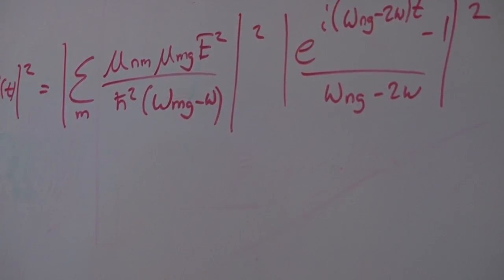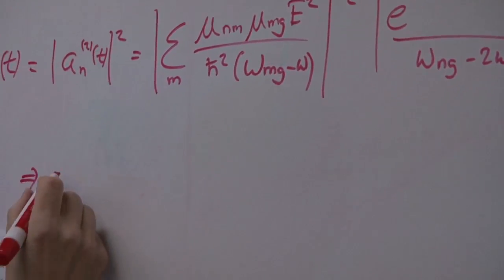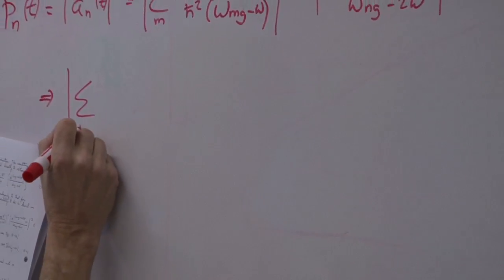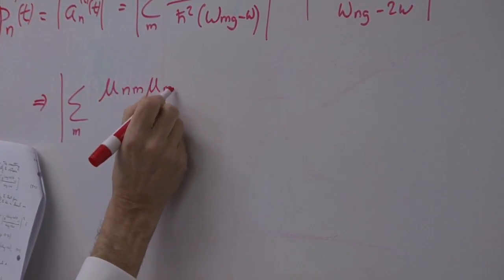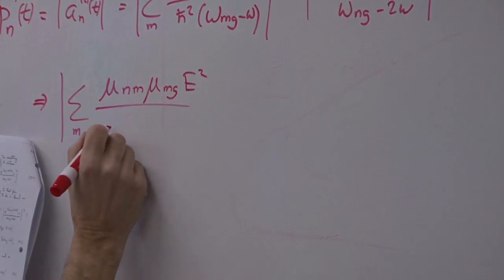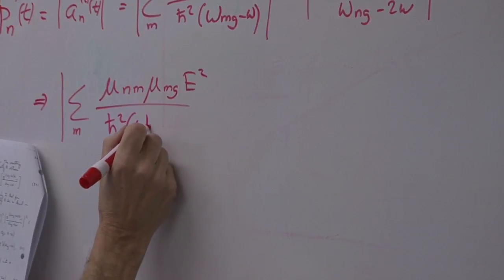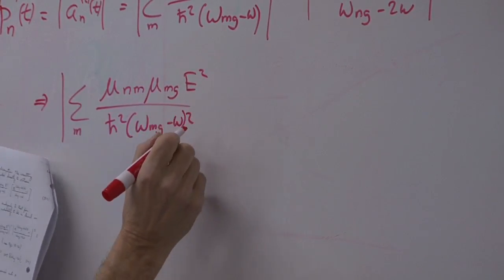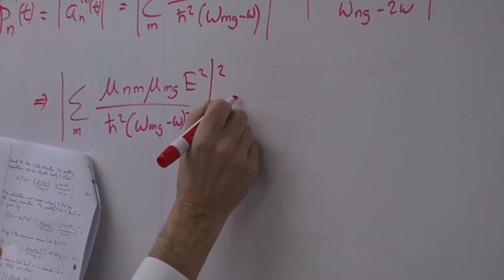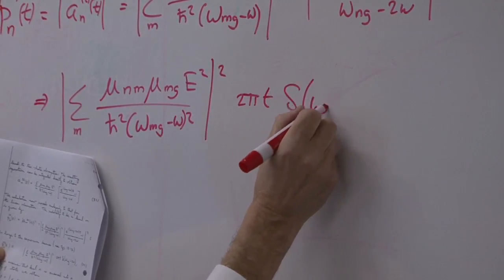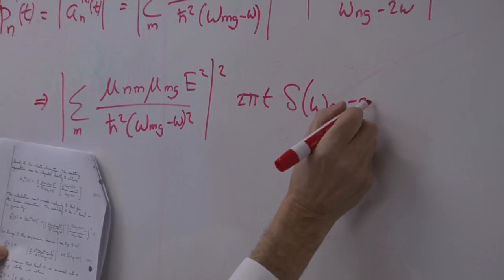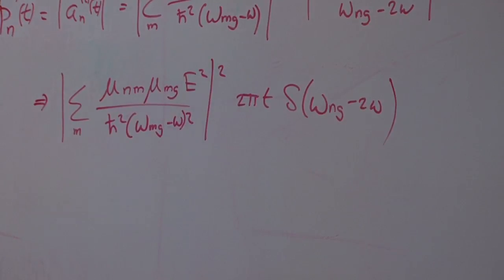And now we'll play that same trick as before, and we'll say that we can write this as sum over m, mu_nm mu_mg, E squared over h bar squared, omega_mg minus omega, squared, times 2 pi t times a delta function of omega_ng minus 2 omega. Does it look familiar? It should, right?